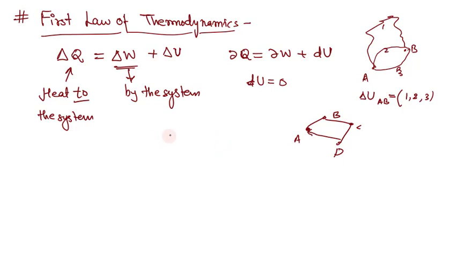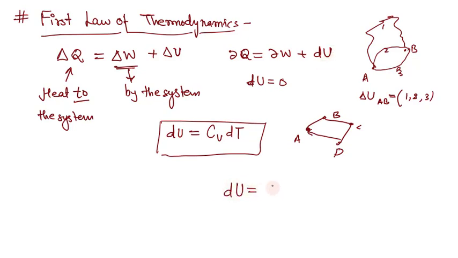And this dU, the change in internal energy in terms of specific heat, we can write as dU equals Cv times dT. And in terms of external pressure, this dU can be written as delta Q minus delta W, where delta W is the work done by the external pressure. So we can write it as minus P times dV.